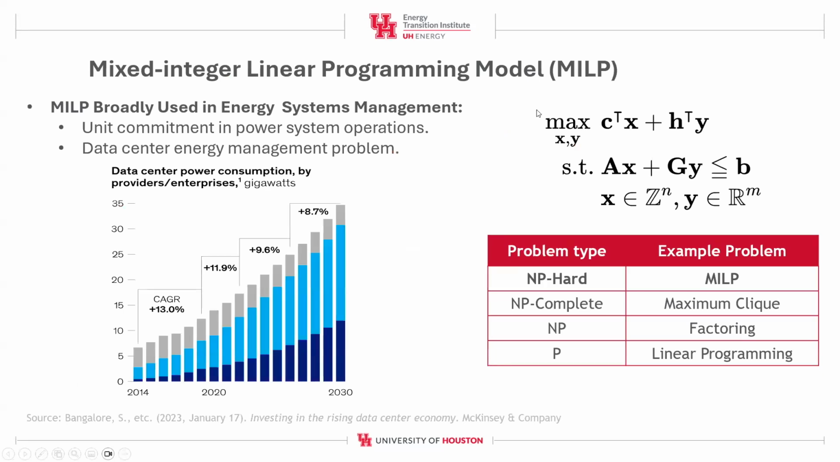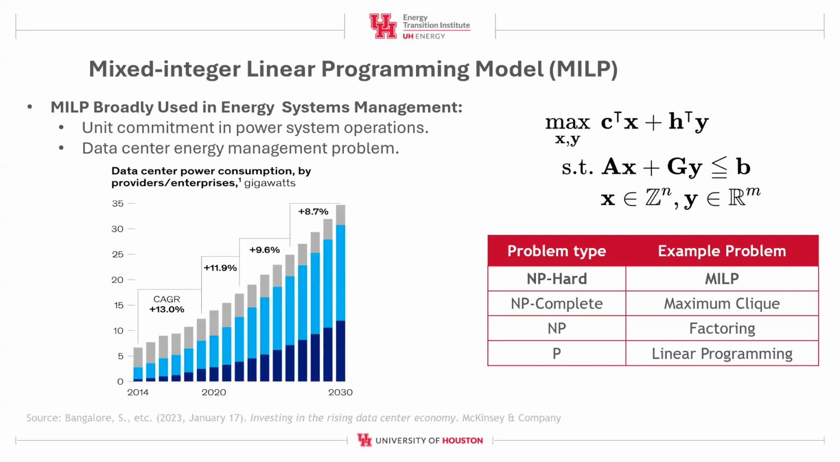So first, about the optimization. In modern industry, we heavily rely on the mixed integer linear programming model to capture the physical operations of the physical system. For example, in power system, we use the mixed integer linear programming model to formulate the unit commitment problem. And we can also use this technique to capture the operations of the data center energy management system. In the next 10 years, we will have more and more data centers in the power system, and the load from the data centers will increase by more than 10%.